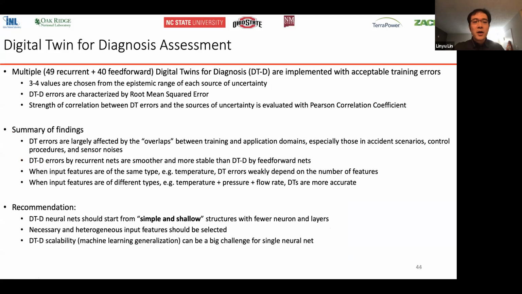So to do that, we have implemented multiple digital twins for diagnosis. That includes 49 recurrent networks and around 40 feed-forward networks. And all of them have acceptable errors, but the difference is they are trained with different samples from the epistemic range of each source of uncertainty. And we measure the strength of correlation between the digital twin error and each source of uncertainty with the Pearson correlation coefficient.